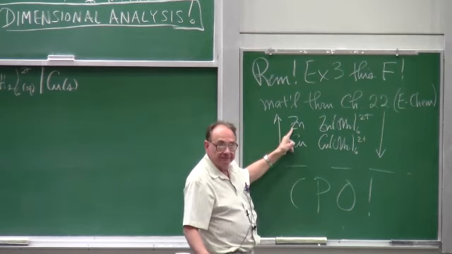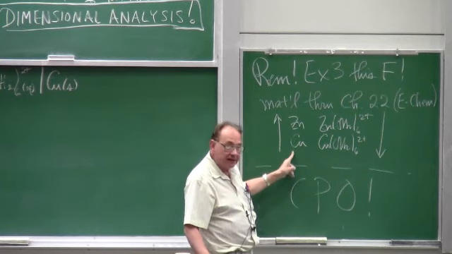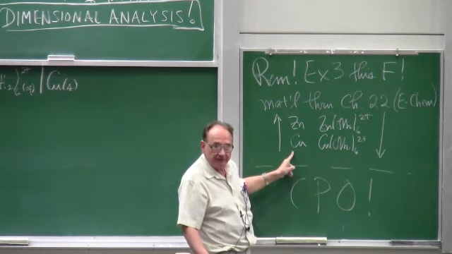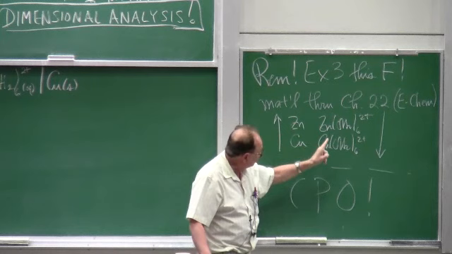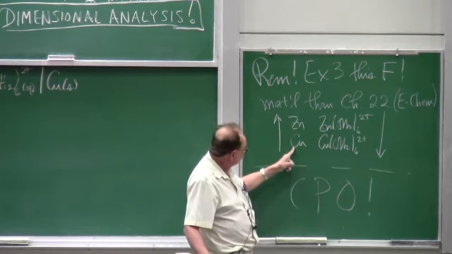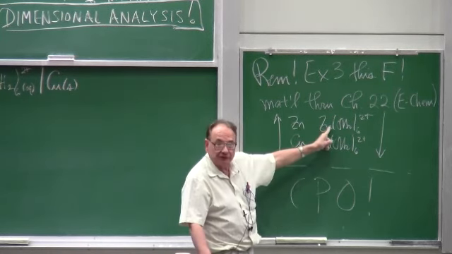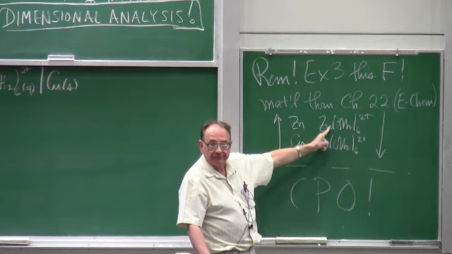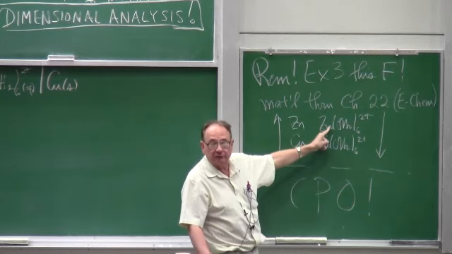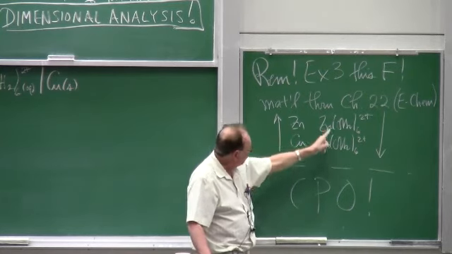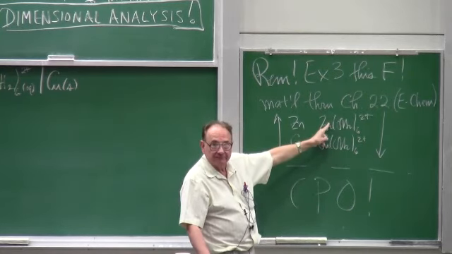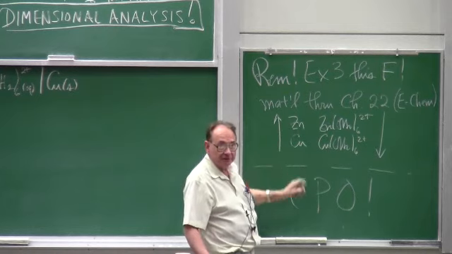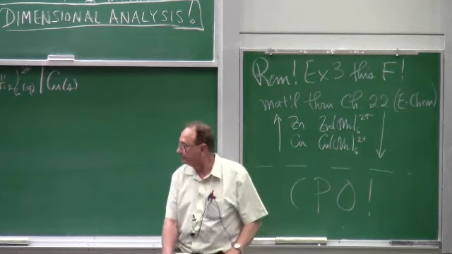If this is a stronger reducer than this, that means that this can reduce this oxidizer, and this reducer cannot reduce this oxidizer. Not unless we push electricity in there and make it happen. Because this is a better oxidizer than this. And this is a better reducer than this. All right?